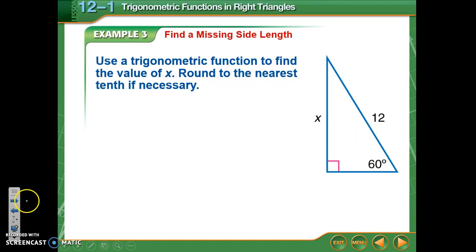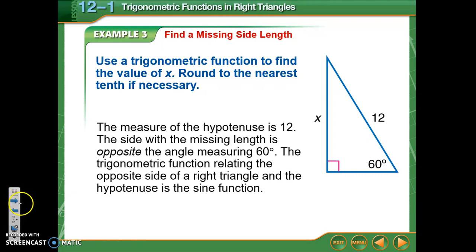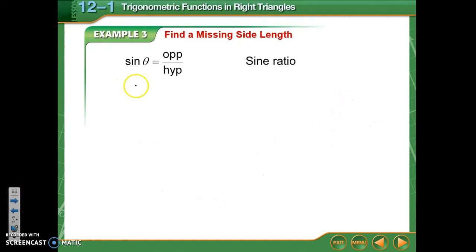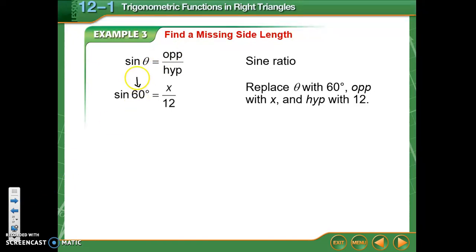So example 3, we're going to use a trig function here to find the value of x. And we'll round to the nearest tenth if we need to. In this case, we're given a triangle where my hypotenuse is 12. I don't know anything about this leg, but I do know something about the leg opposite of my 60-degree angle. So if I know something about the opposite side and something about the hypotenuse, that should make me think of sine. Sine is opposite over hypotenuse. So the sine of theta is the opposite over hypotenuse. In this case, the angle we're dealing with is 60 degrees, is x over 12.